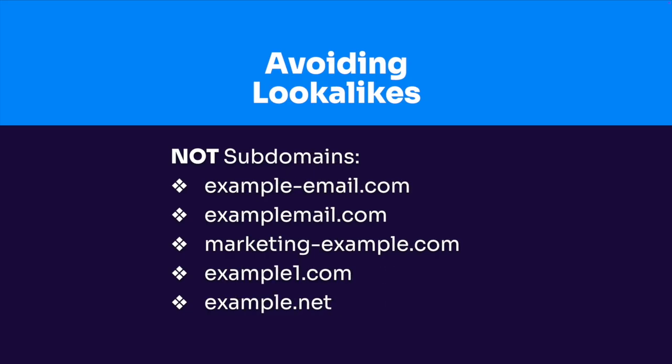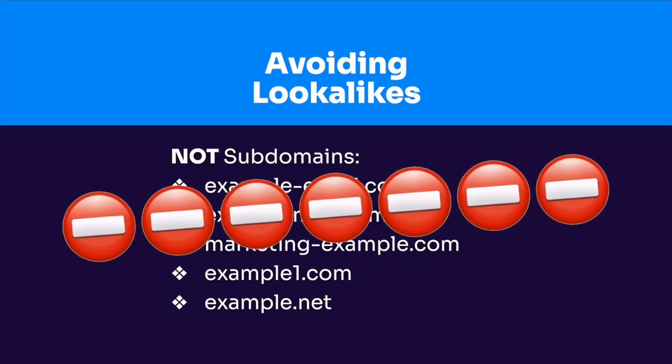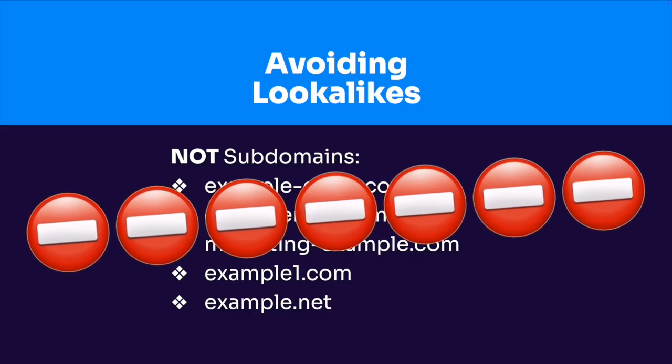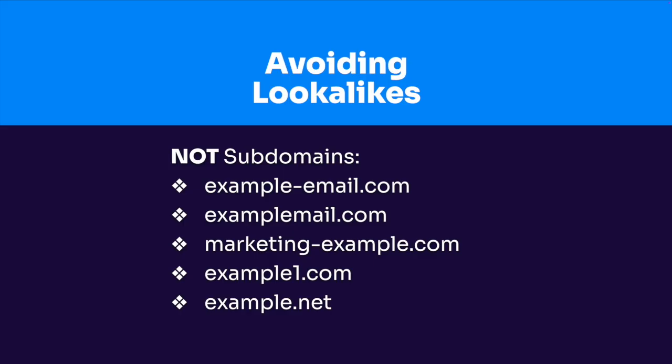These are lookalike or cousin domains. Example-email.com, examplemail.com, marketingexample.com, example1.com, or even example.net. Now, these are close but not quite domains. And I want to make it clear that this is something you should avoid. If you use them, you train recipients to trust domains that are almost but not quite on brand. And guess what? Bad actors love that. They can spin up convincing lookalike domains in minutes. And if you condition your customers to accept mail that comes from almost your domain, you're lowering the bar for phishing. So please don't do that.